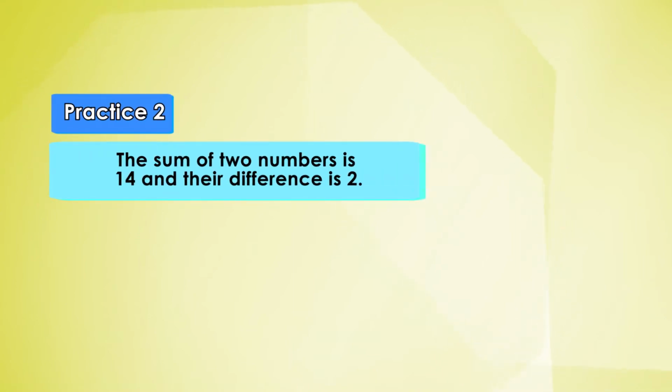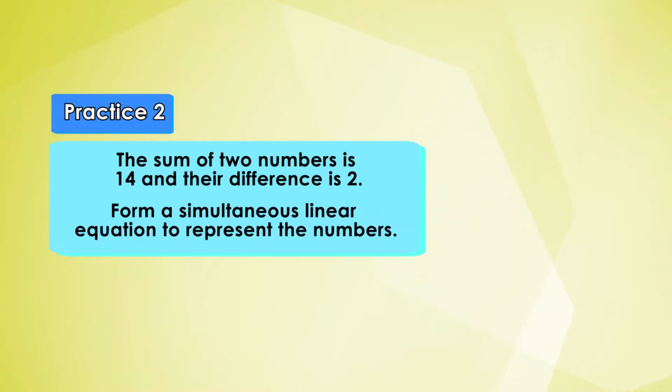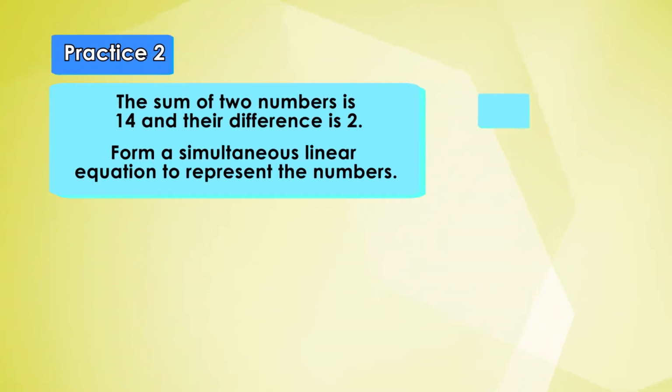Let's look at another example. The sum of two numbers is 14 and their difference is 2. Form a simultaneous linear equation to represent the numbers. Let the first number be P and the second number be Q.